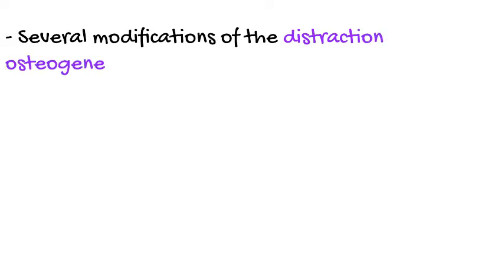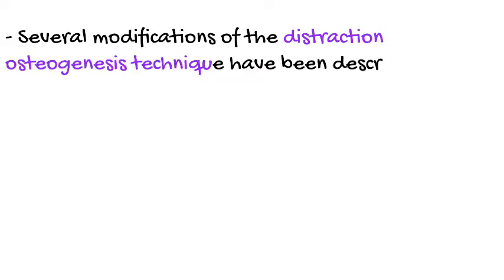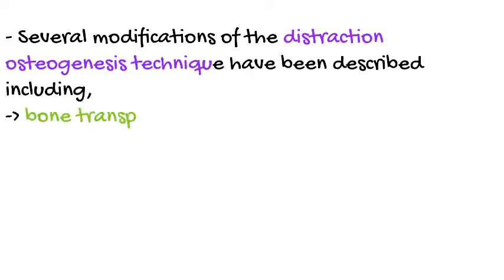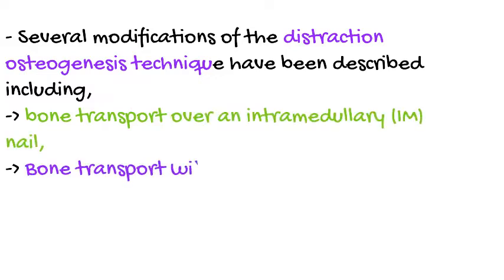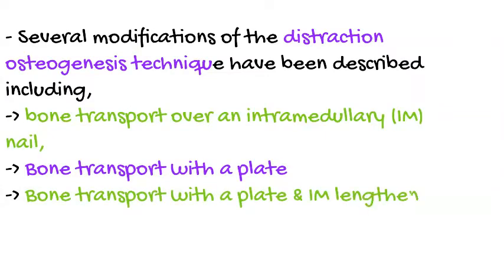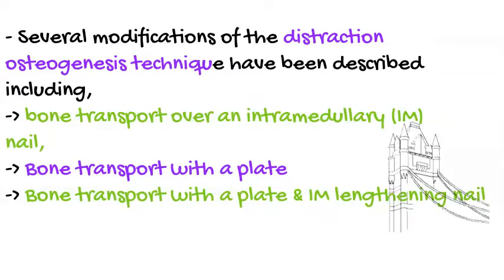Several modifications of the distraction osteogenesis technique have been described, including bone transport over an intramedullary (IM) nail, bone transport with a plate, and bone transport with a plate and intramedullary lengthening nail.